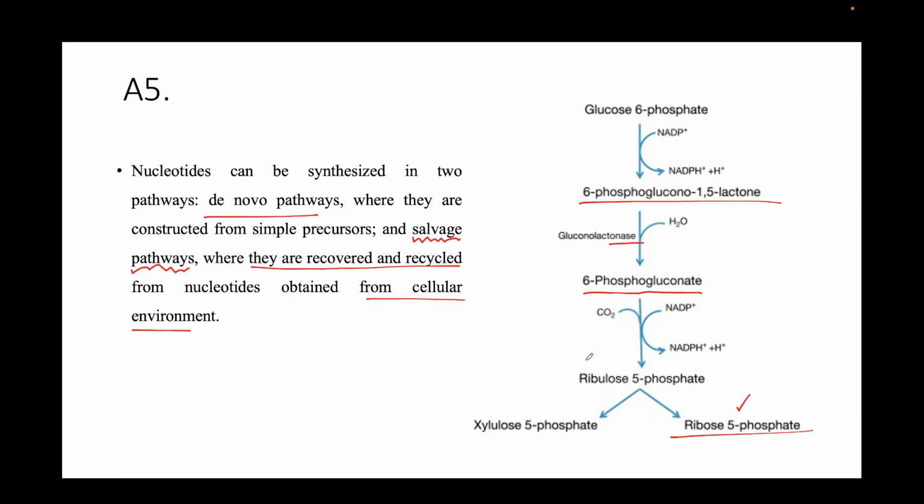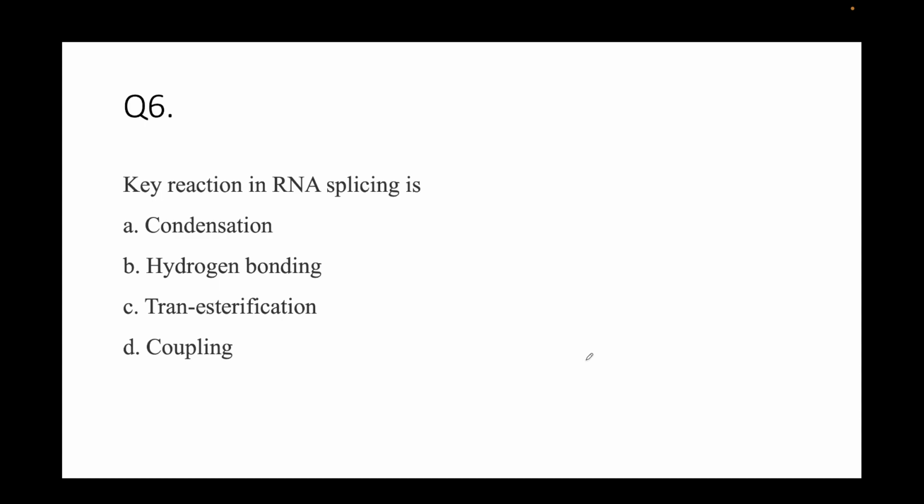So here a question arises, and I thought we should discuss it. Okay, so let's talk about RNA splicing again. The key reaction in RNA splicing is: condensation, hydrogen bonding, transesterification, or coupling. Which one is it?